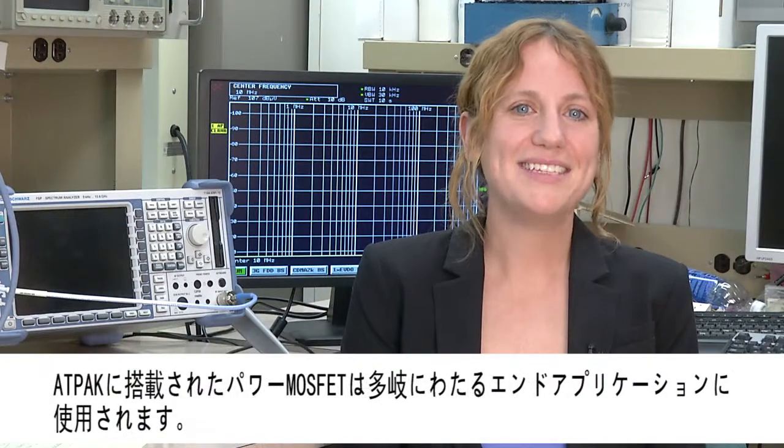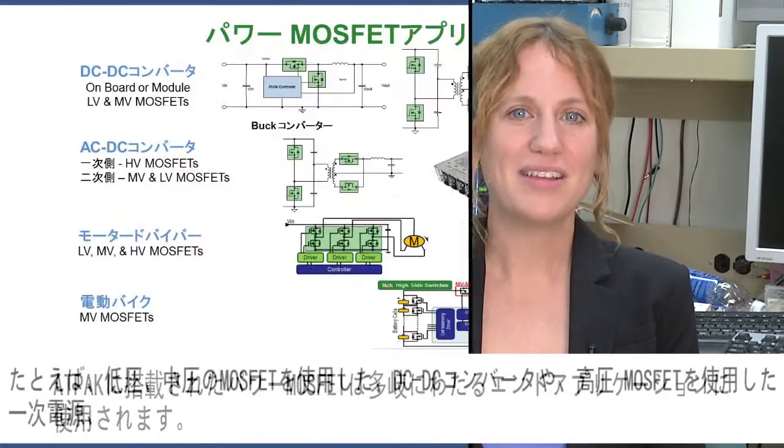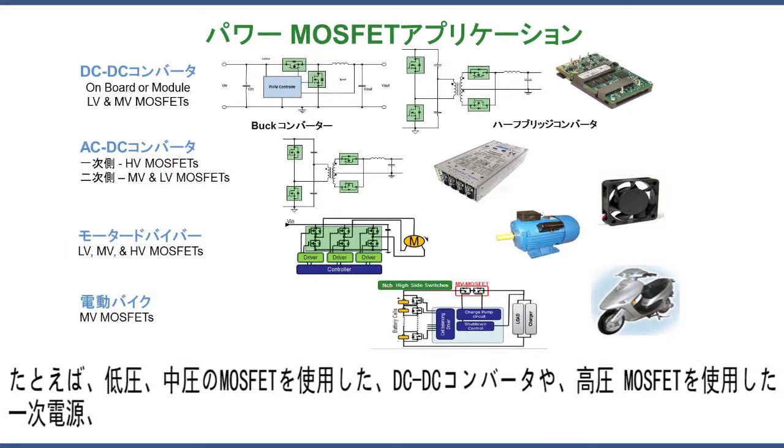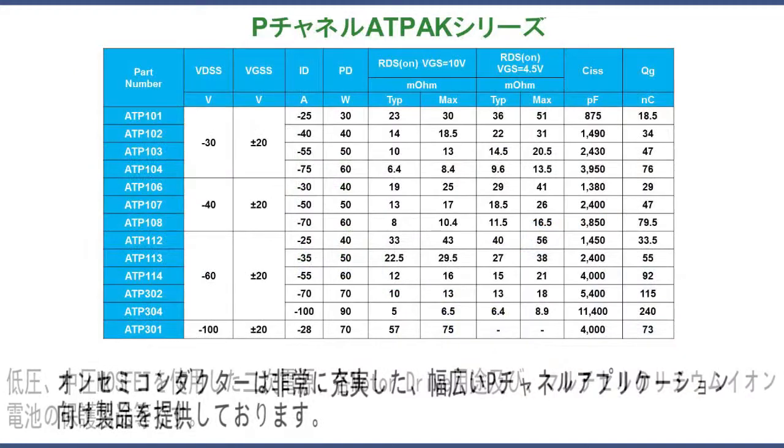Power MOSFETs in the Atpak package are used for a variety of end applications. Among these, there are DC-DC converters using low voltage and medium voltage MOSFETs, primary stage power supplies using high voltage MOSFETs, and secondary stage power supplies, various motor drivers, and multi-cell lithium-ion battery protection circuits using low voltage and medium voltage MOSFETs. ON Semiconductor offers a wide range of parts for P-channel applications.